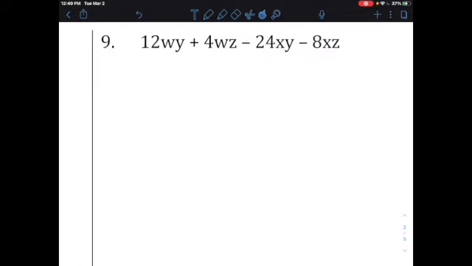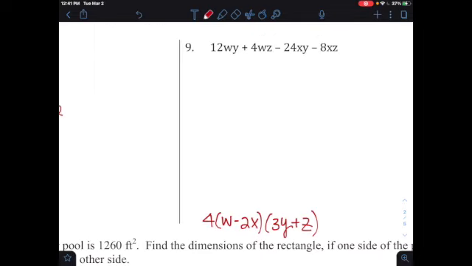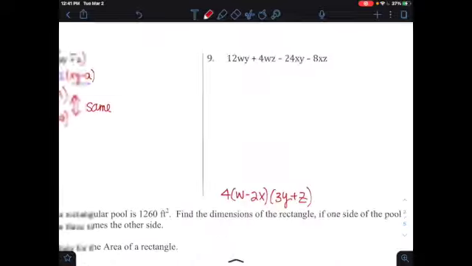Example number 9, but the hint is there are things they have in common, and make sure you change your sign. Here's the answers for example number 9. It's 4 times w minus 2x, parentheses, times 3y plus z. On to example number 10.